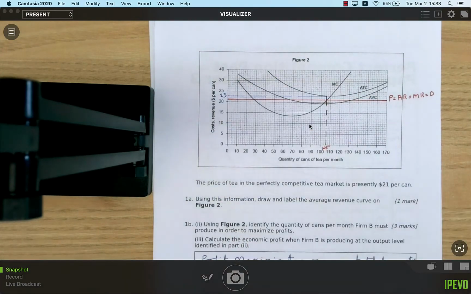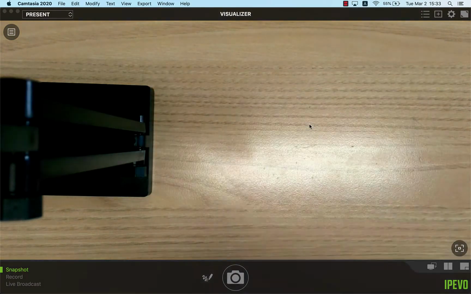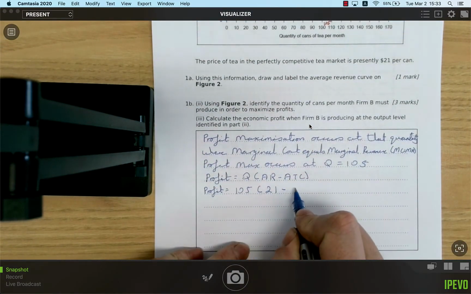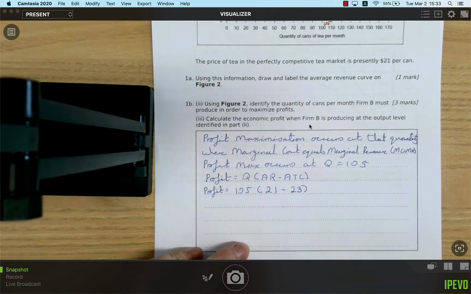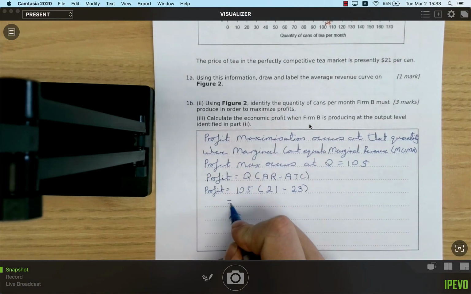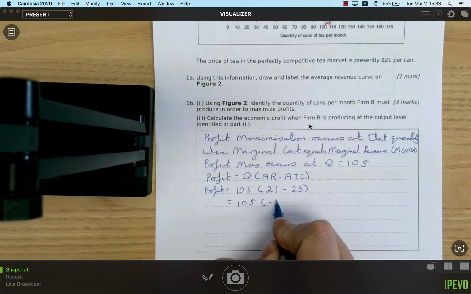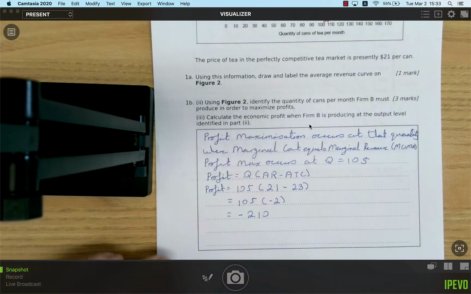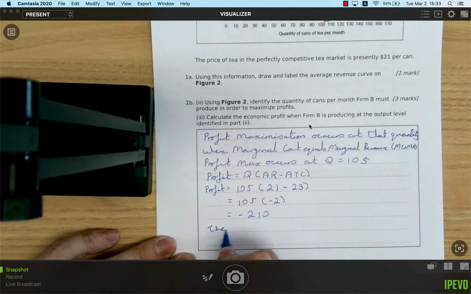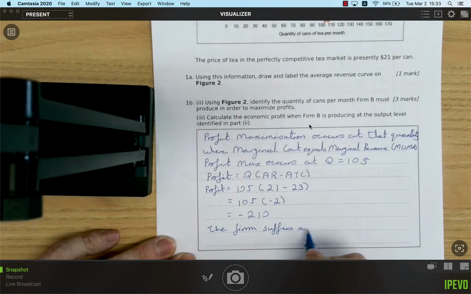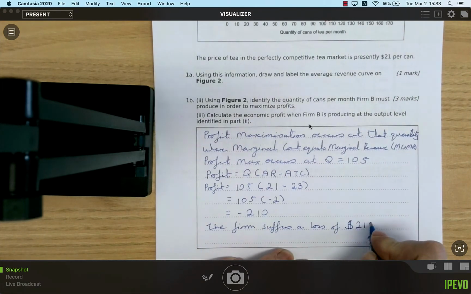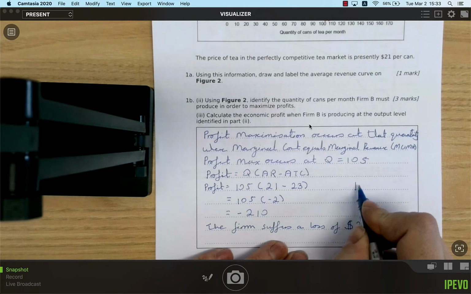Very, very good. Now, don't forget that our average revenue is our price. Always keep that in mind, guys, and this is minus 23. So that means our profit is 105 multiplied by minus 2, which equals minus 210. So what we're actually saying here is the firm suffers a loss of $210. And just to remember, price equals AR.